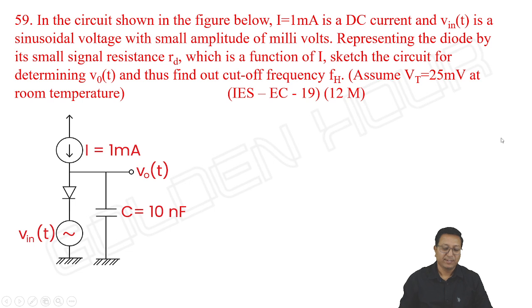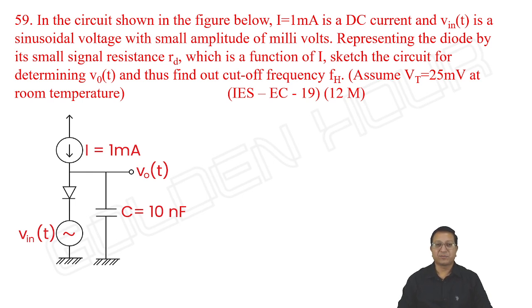Next, see this. In the circuit shown in the figure below, I equal to 1 milliampere is a DC current and Vi of t is a sinusoidal voltage with small amplitude of millivolts. Representing the diode by its small signal resistance Rd, which is a function of I, sketch the circuit for determining the output of t and thus find out the cutoff frequency Fh, assuming Vt is equal to 25 millivolts at room temperature. Okay, how to do this?